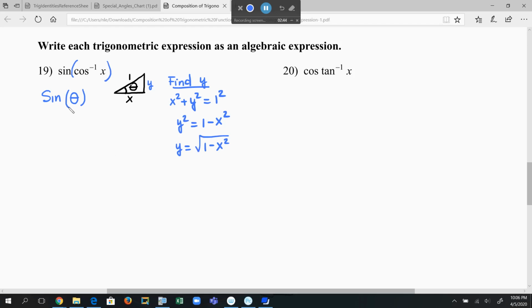So now sine. Here sine is the opposite, and the opposite is y. But in this case, when we write in terms of x, y is the square root of 1 minus x squared, divided by the hypotenuse. The hypotenuse is 1. So therefore, we can simplify this. We can conclude that sine theta is just the square root of 1 minus x squared, or we can rewrite as the composition of sine and inverse cosine x equals the square root of 1 minus x squared.